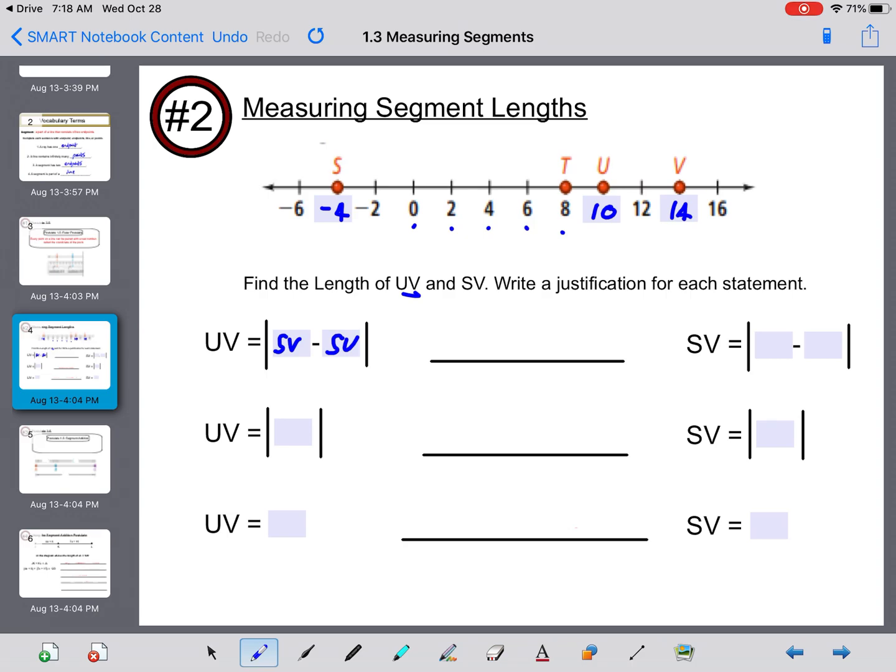So really SV is from -4 to 14. That's a gap of 18 minus SU, which is -4 to 10, which is 14. So UV is equal to the absolute value of 4. Absolute value means you just take the positive value of that number, meaning distance from 0. So 4 is 4 spaces from 0. So UV must be 4.